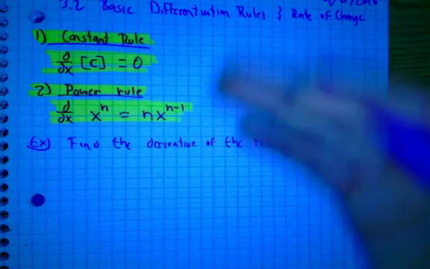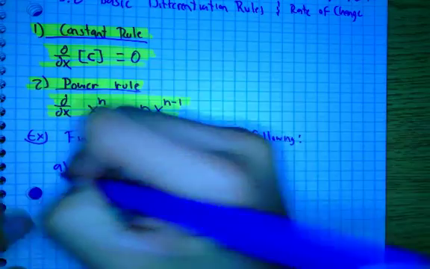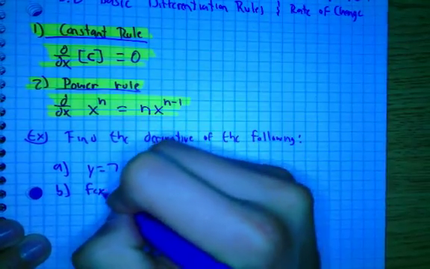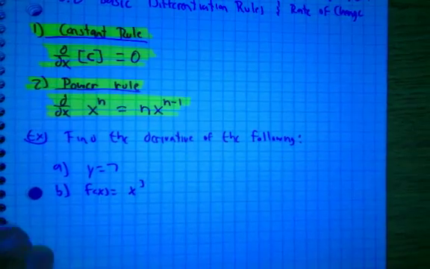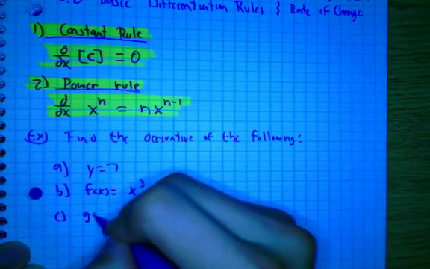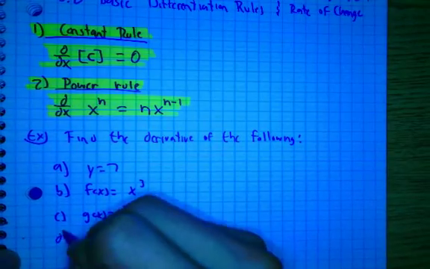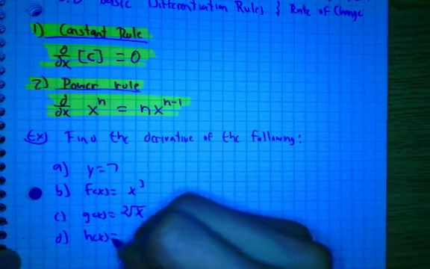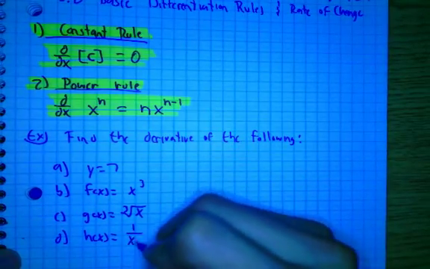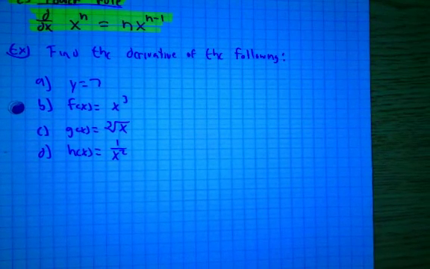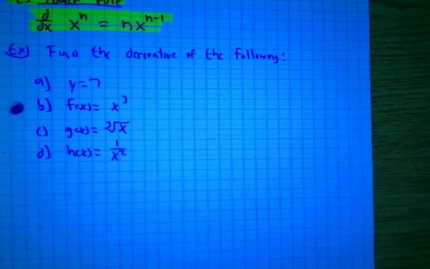Okay, so for part A, you have y equals 7. Part B, f of x equals x to the third power. Part C, g of x equals the cube root of x. And part D, let's go h of x equals 1 over x squared. Okay? Alright. Do you guys want to try this on your own before I jump in? Alright, cool. Try it on your own before I jump in, and then we'll discuss some of this.